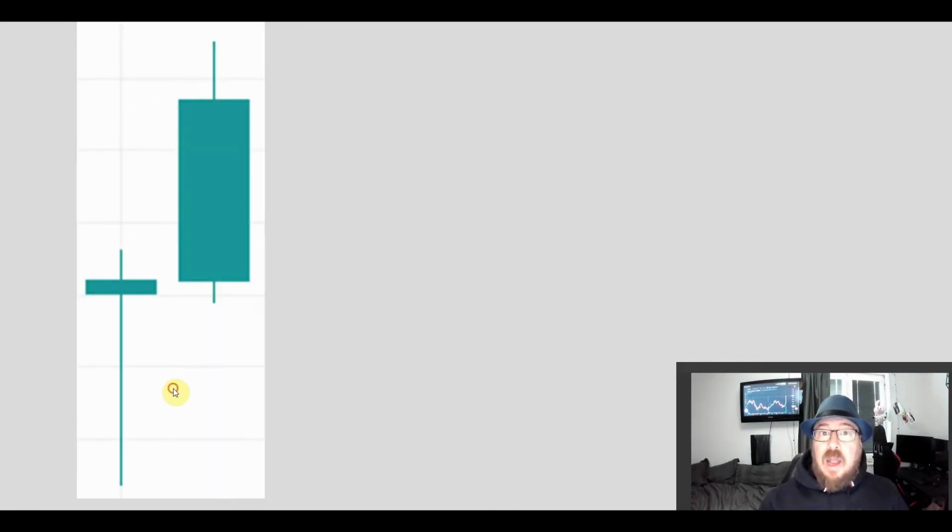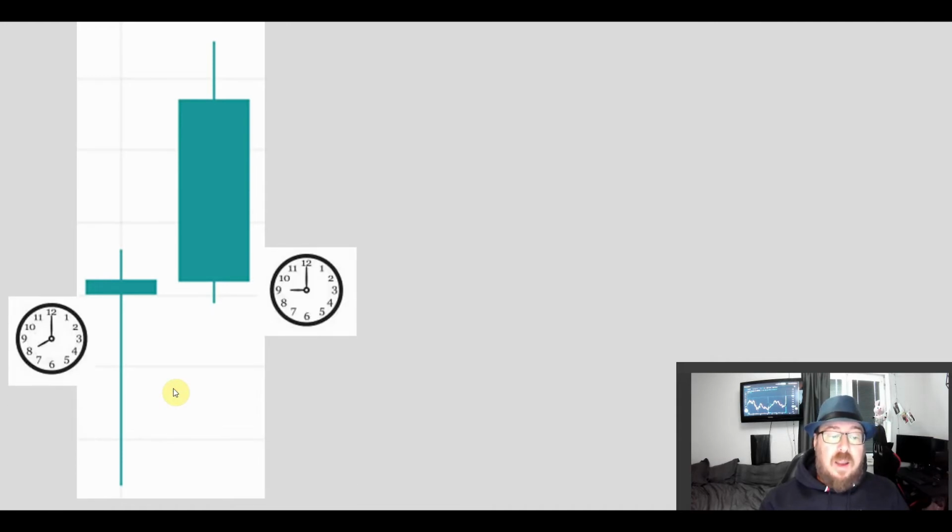When the hammer candle had opened at 8 p.m. and then closed at 9 p.m., the new candle opened at 9 p.m. and continued the momentum. The new candle closed at 10 p.m. considerably higher because of that continued momentum. This is a bit like Newton's first law. An object in motion stays in motion, and this is exactly what's happened.